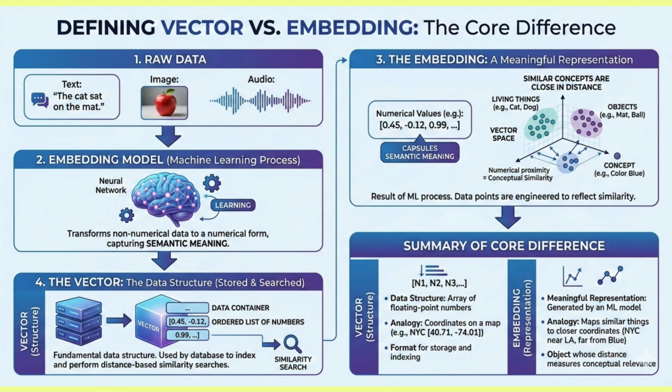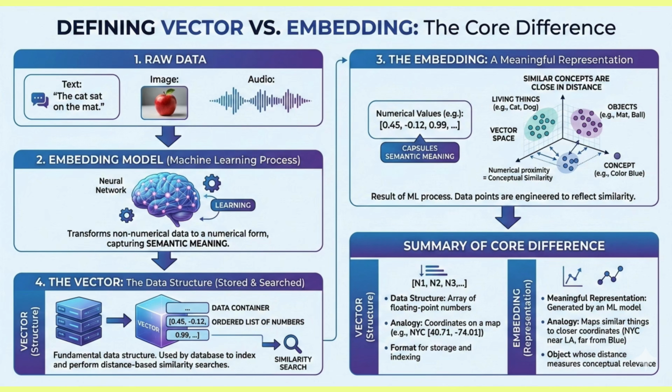Think of a vector as the coordinates on a map. A simple 2D map uses two numbers, latitude and longitude, like 40.71, negative 74.01 for New York. A vector used in a database will have hundreds or thousands of dimensions, but the principle is the same. It's just a set of coordinates. The vector database is named for its ability to efficiently store, index, and search these lists of numbers.